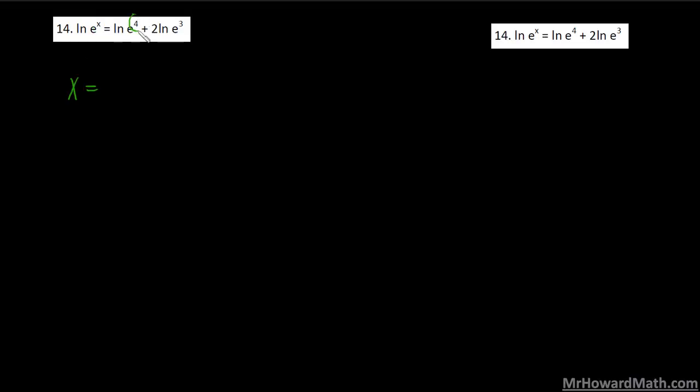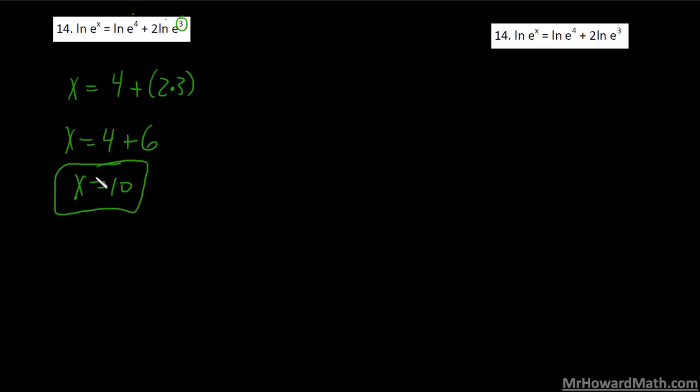Equals this part is just equal to the exponent 4 plus this part is just equal to the exponent 3 with a 2 multiplied in front. So plus 2 times 3. So x equals 4 plus 6. So x equals 10. Done. That one is 10. That is the answer. And I think that's the fastest and cleanest way to do it.